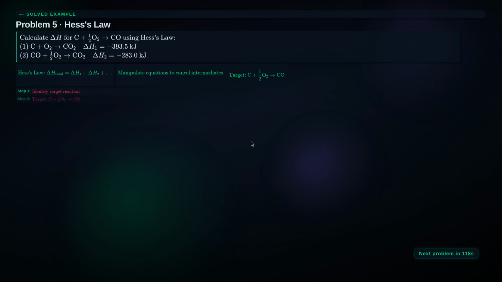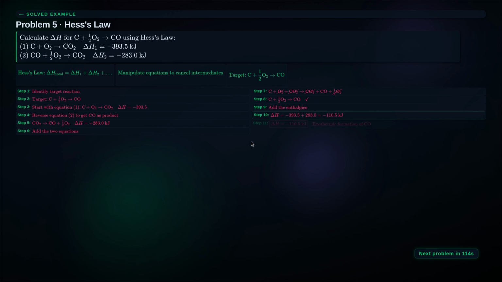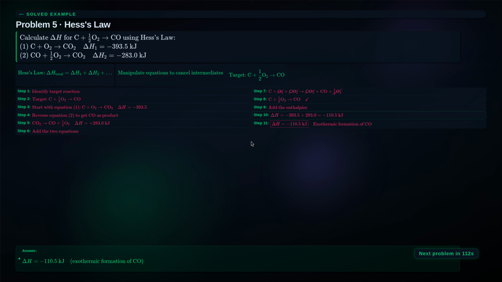Problem 5. Hess's law. Calculate delta H for C plus 1/2 O2 gives CO using Hess's law. Given equation 1, C plus O2 gives CO2, delta H1 equals negative 393.5 kilojoules. Equation 2, CO plus 1/2 O2 gives CO2, delta H2 equals negative 283 kilojoules.